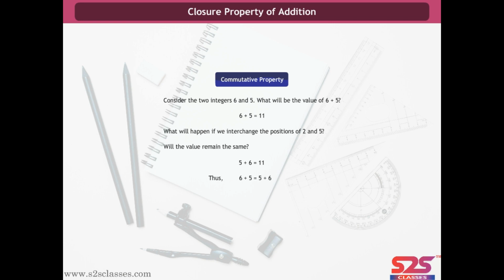It is known as the commutative property of integers over addition, which states that the sum of two integers does not change even if we change the order in which they are added. Thus, integers are commutative under addition. If a and b are any two integers, then a plus b is equal to b plus a.